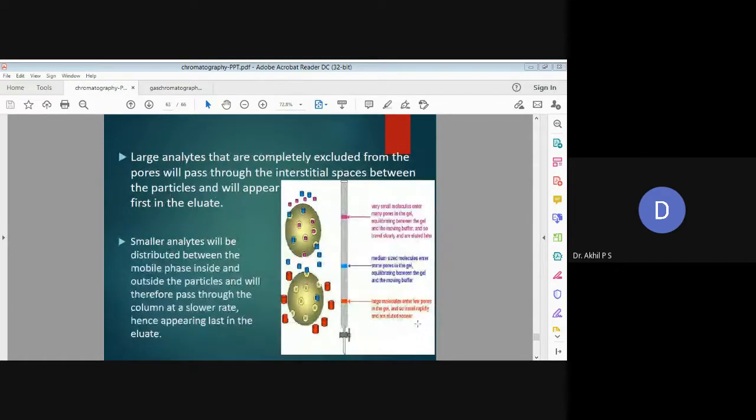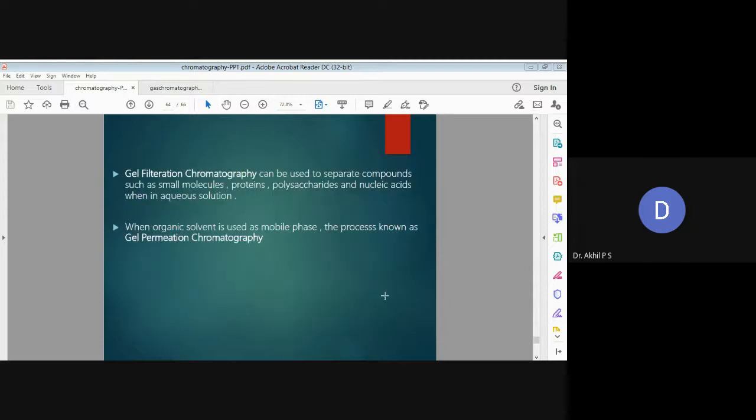Large analytes that are completely excluded from the pores will pass through the interstitial space between the particles and will appear first in the eluate. Smaller analytes will be distributed between the mobile phase inside and outside the particles and will therefore pass through the column at a slower rate, hence appearing last in the eluate. And this figure is shown in detail.